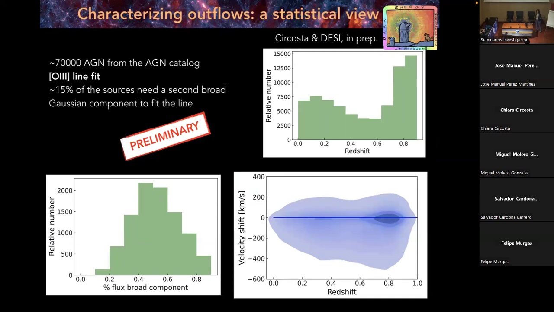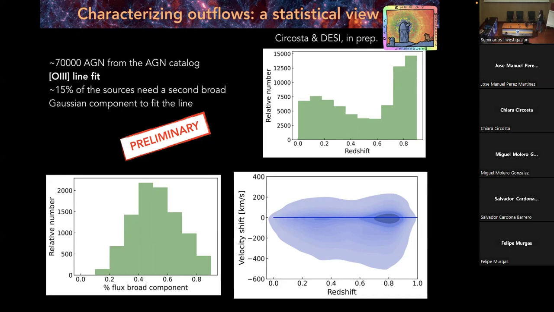We fit the oxygen three line. We try to fit with 1 and 2 Gaussian components to see if there is any evidence for a broad second component needed to best fit the line. And we find that this is necessary in 15% of our sources. You see here the redshift distribution of the sample, and in those cases where we need a second broad component, the flux in this component peaks at around 50% with respect to the total flux of the line.